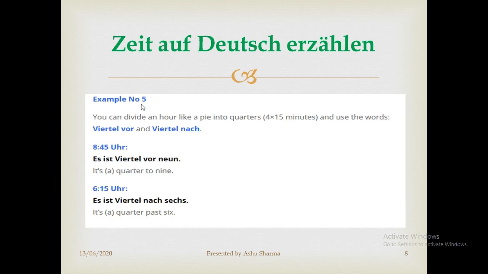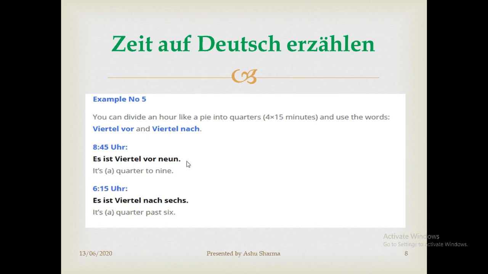Now the next example, here we combine this. You can divide an hour into quarters, 15 times 4, because there are 60 minutes in an hour, so it's quarters, and use the words "Viertel vor" and "Viertel nach". "Vor" stands for before and "nach" stands for after or past. Here we have this example, 8:45 Uhr. We write it as "Es ist Viertel vor neun". So here it's a quarter to 9 because 15 minutes are left to 9. So we write in German "Es ist Viertel vor neun". That's where you use "Viertel", because you divide the whole 60 minutes into 4 quarters, each quarter having 15 minutes.